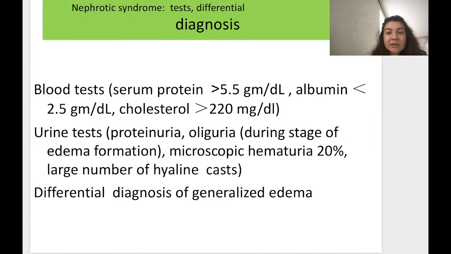For differential diagnosis, usually we need differential diagnosis of generalized edema. In what cases can it be? Most often it is kidney problems, or heart failure, or thyroid problems, for example. These are the most frequent causes of edema.